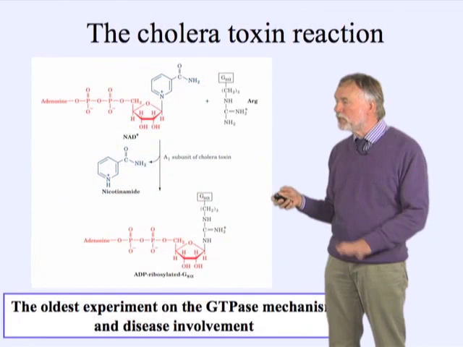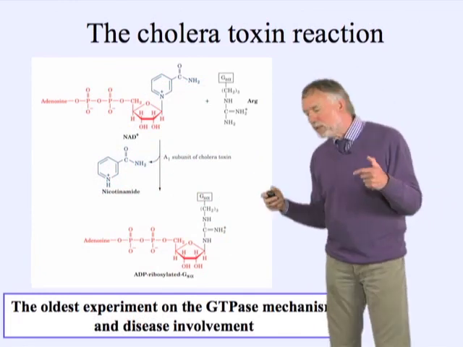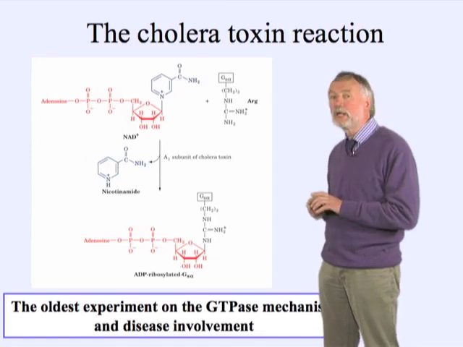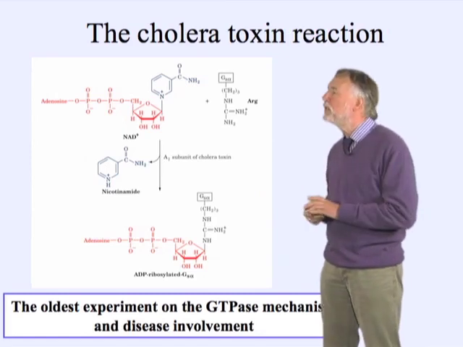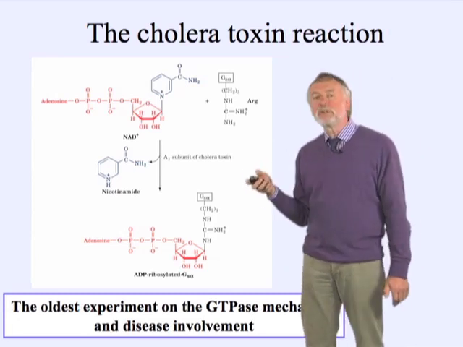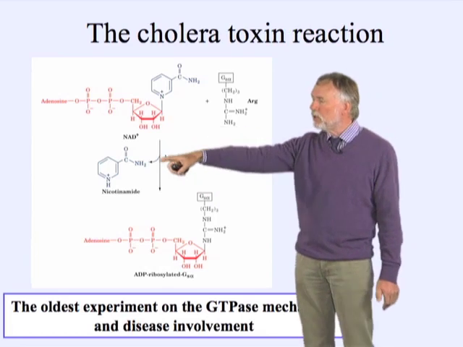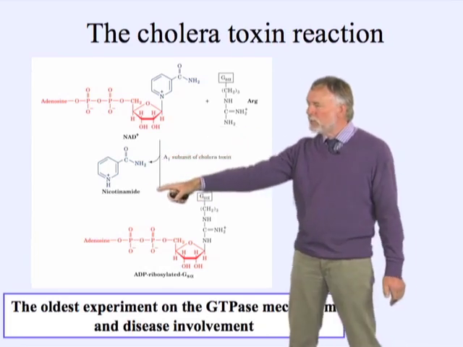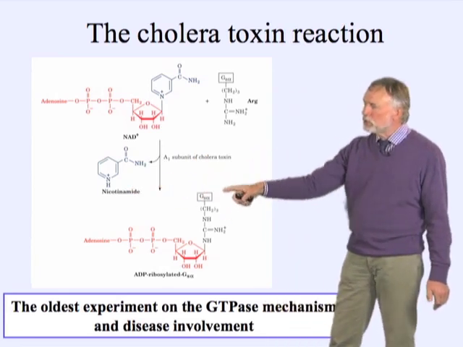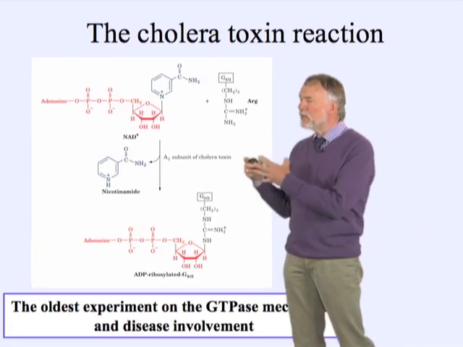And that has been shown in a very old experiment, because there is a bacterial pathogen called Vibrio cholerae, which induces cholera. And what it does, it actually modifies this arginine on this G-alpha protein. You see, you have NAD, and the cholera toxin transfers ADP-ribose onto an arginine of G-alpha, which is shown here. This is actually from the textbook. So this is a very old reaction.